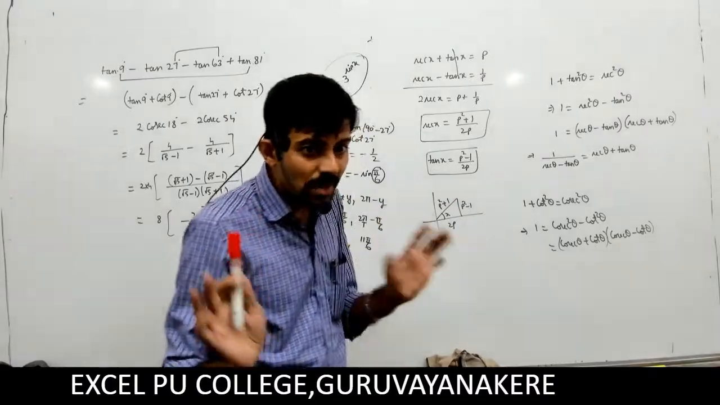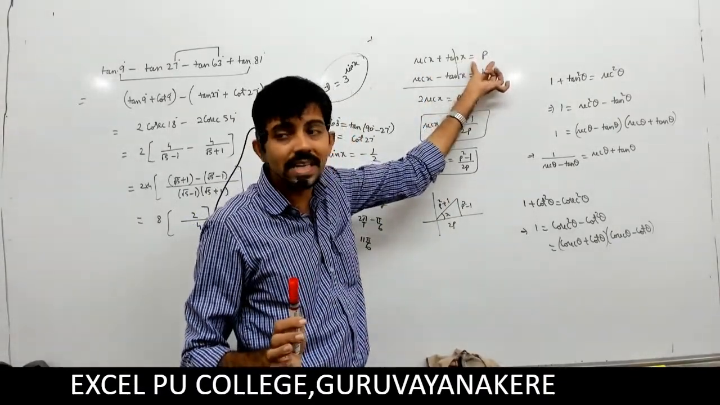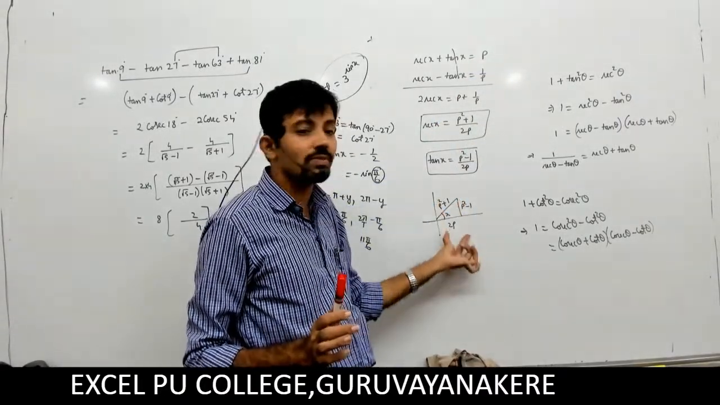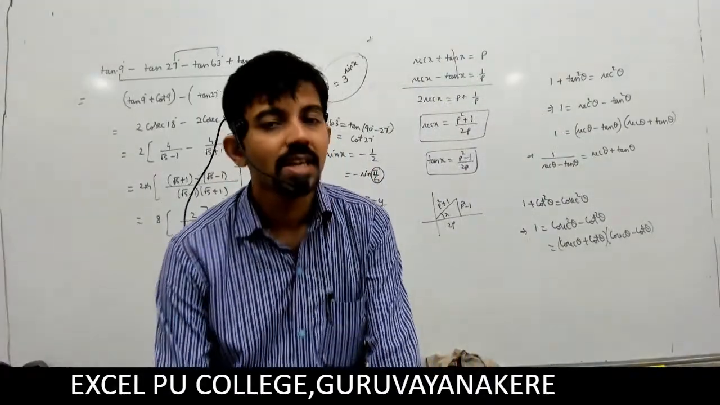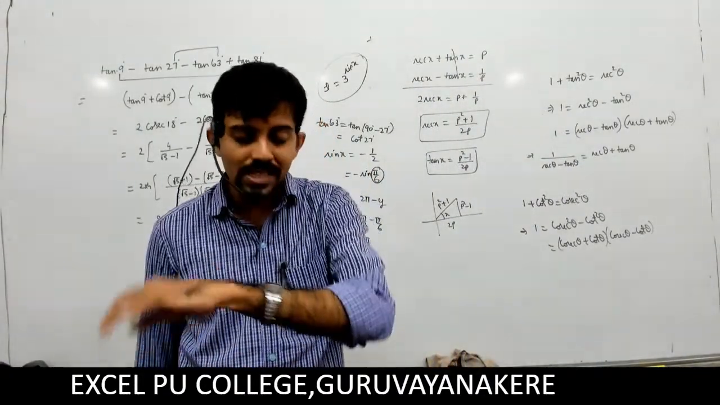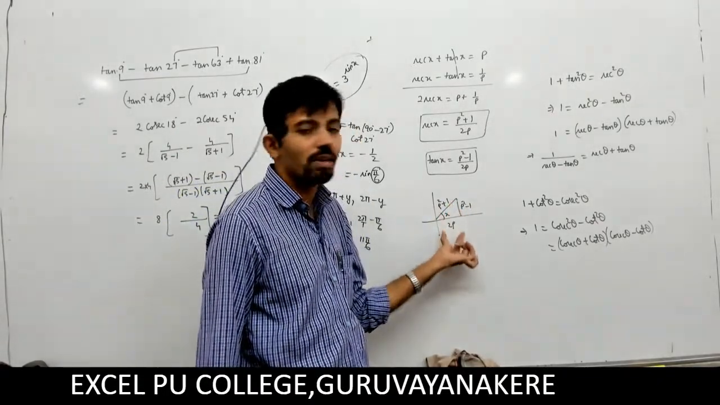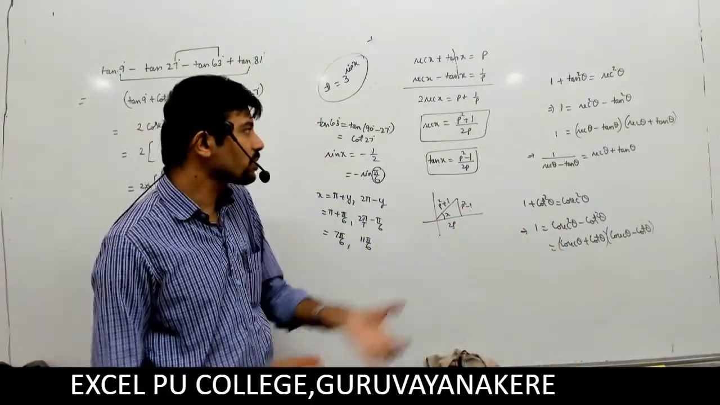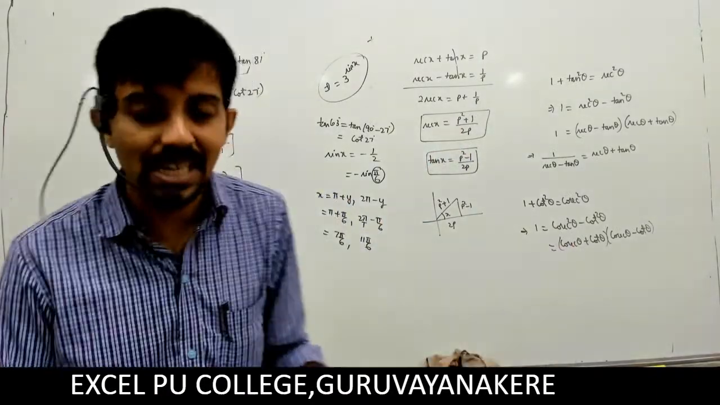So remember this, I am giving a shortcut here. If secant x plus tan x is equal to p, then the sides of the right triangle are p square minus 1, 2p and p square plus 1, with p square plus 1 being the hypotenuse. Hope you understand my words. Using this, directly you can write all the 6 trigonometric functions.